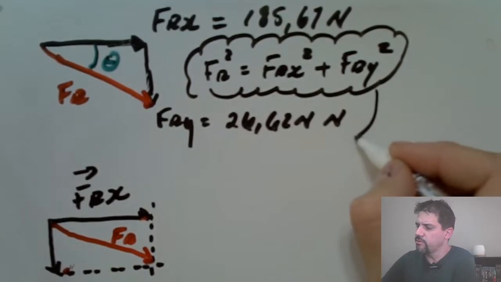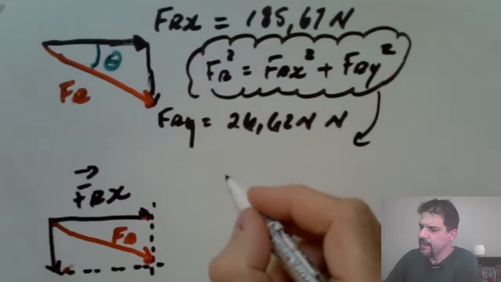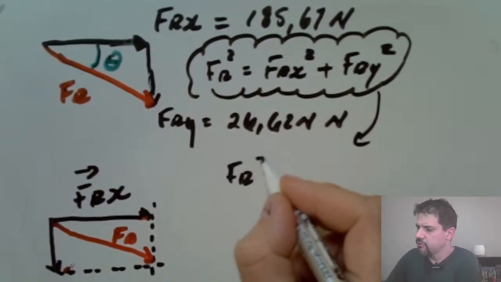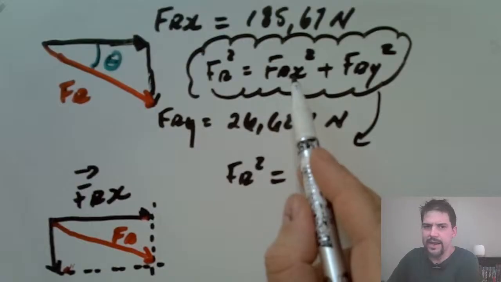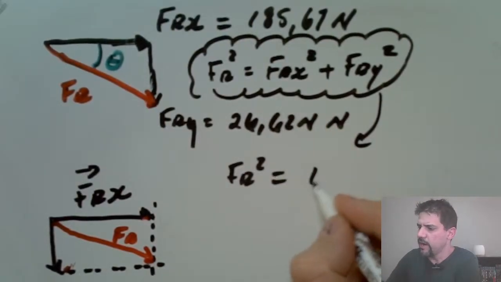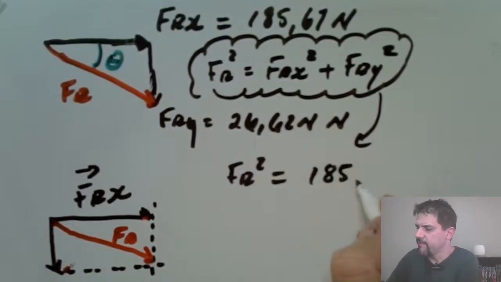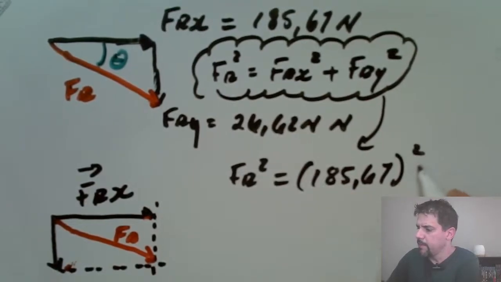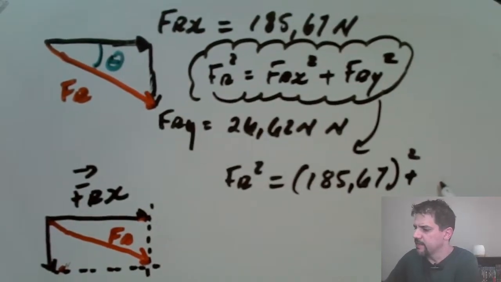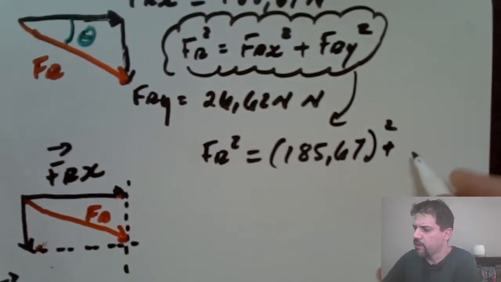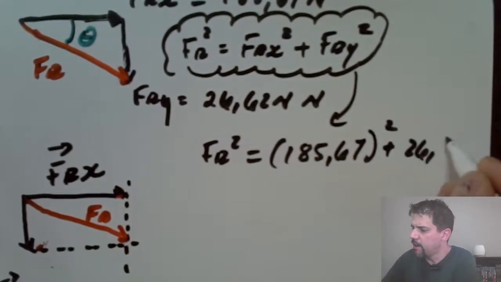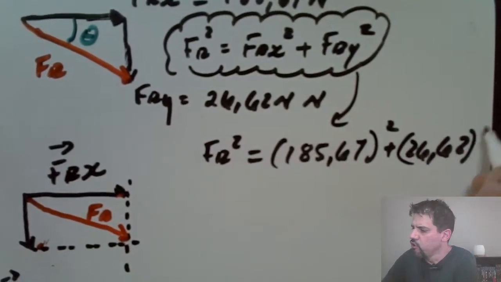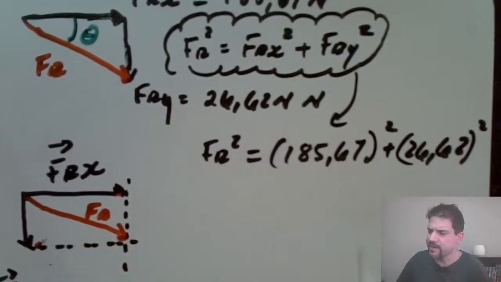Let's substitute. FR square is equal to FR in X squared. We have it here. It's 185,67 square plus, and then the last one is the Y component. It is 26,62 square.